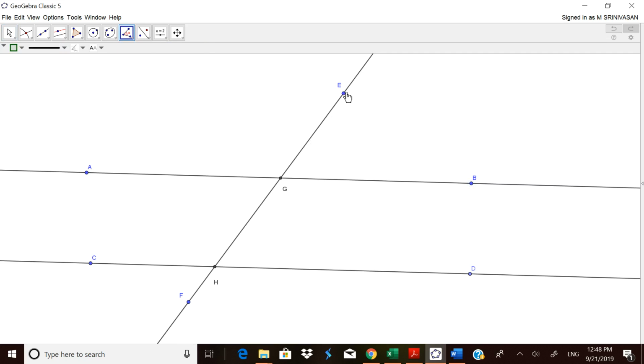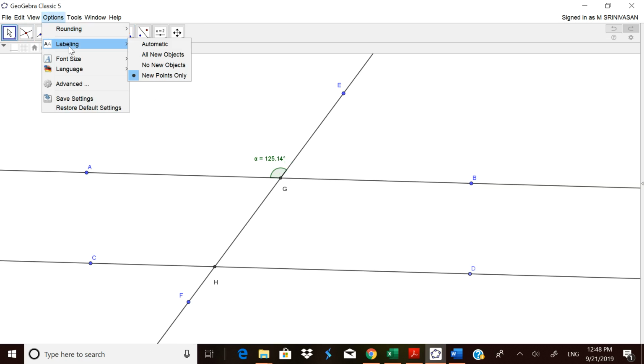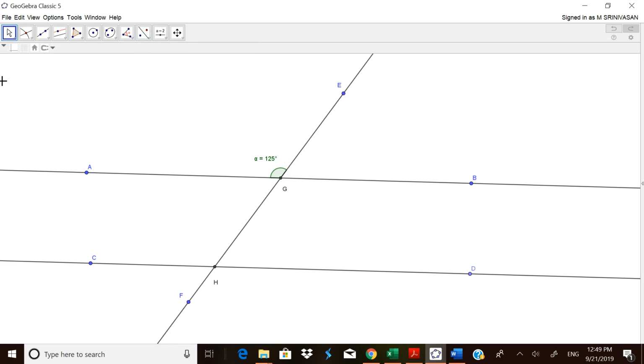Now let us go to this angle. We want the first angle. First angle is made. Now it is coming as 125.14. In the options you can go for rounding off to 0 decimal places, so the children will not have any confusion.